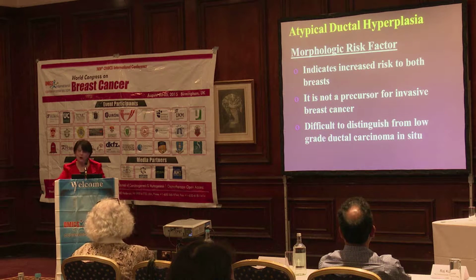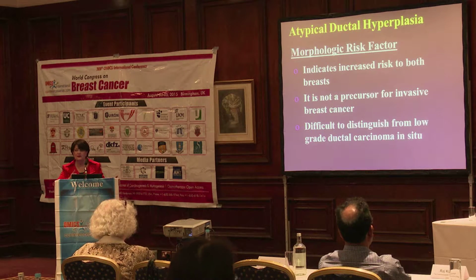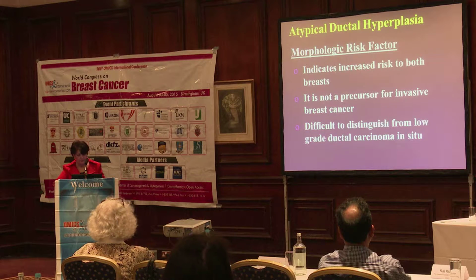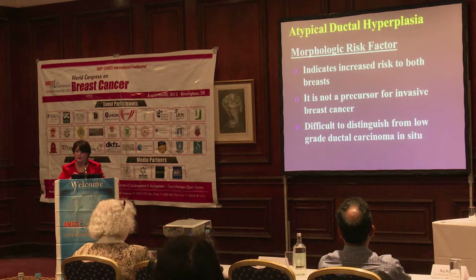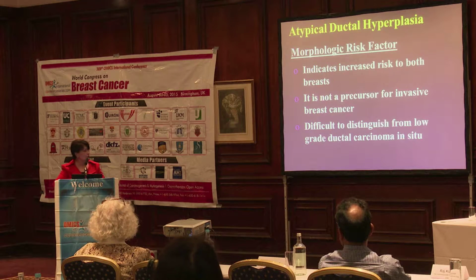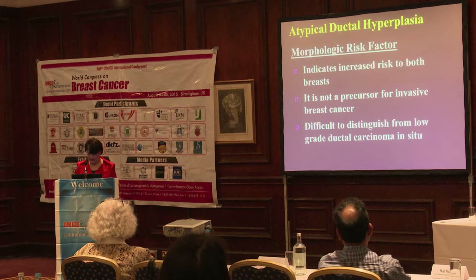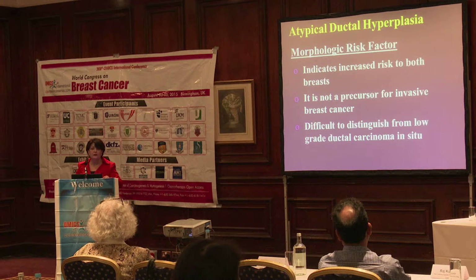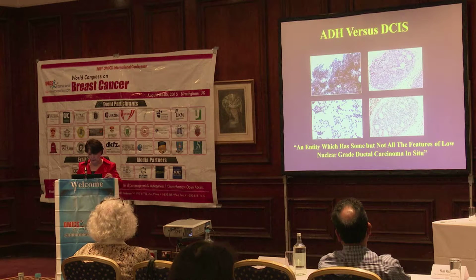Whereas when we talk about morphologic risk factors such as atypical ductal hyperplasia, that indicates increased risk to both breasts, and it is not a direct precursor lesion, and of course it is difficult to distinguish from low-grade ductal carcinoma in situ. So they are biologically different, they present differently, and as far as therapy they are different, so that distinction becomes important.